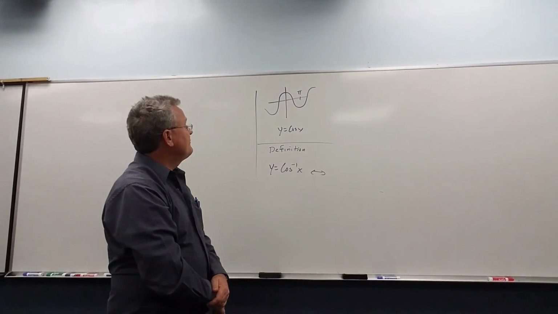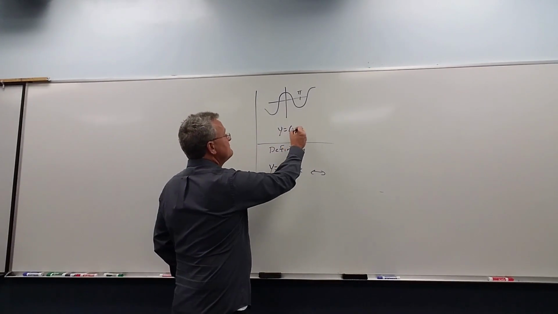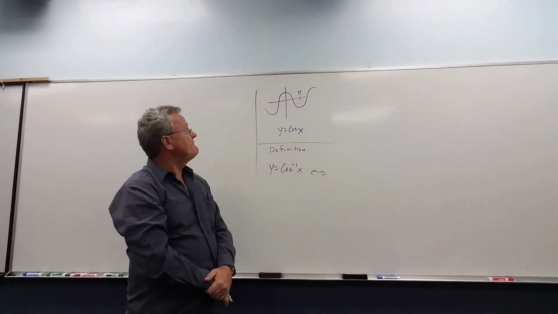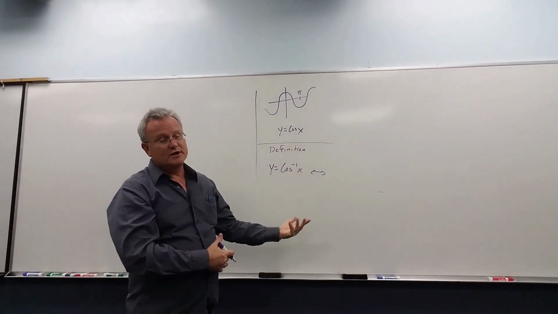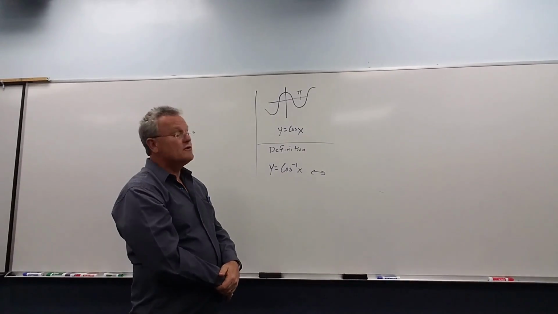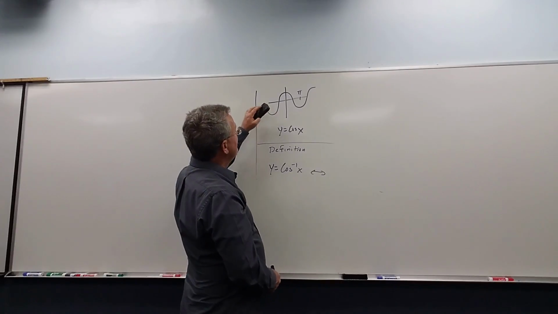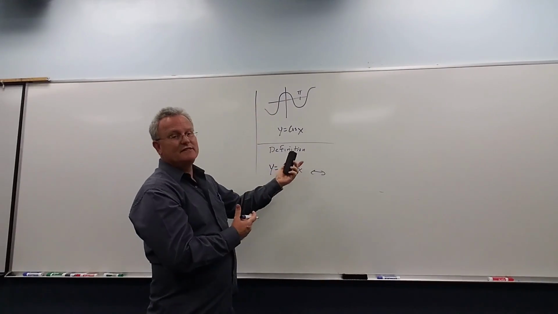So here we're going to talk about the inverse cosine function. So we start by looking at the graph of cosine. Like we discussed in the previous video for inverse sine, it's got to be 1 to 1. Now I didn't explain it in the other video.